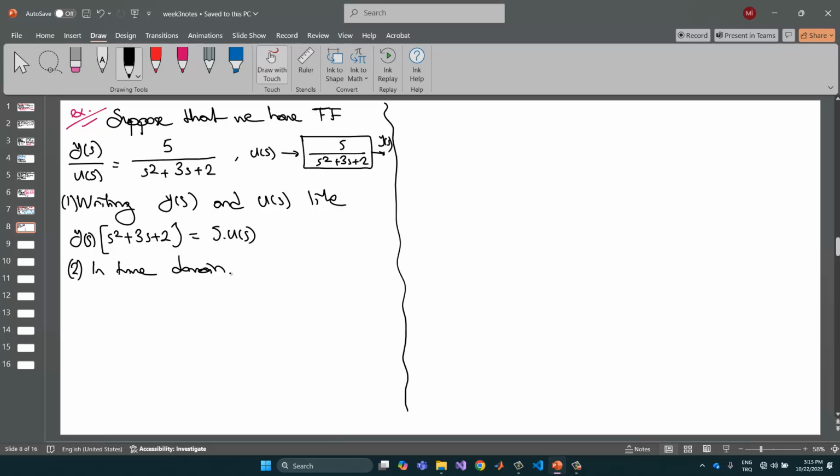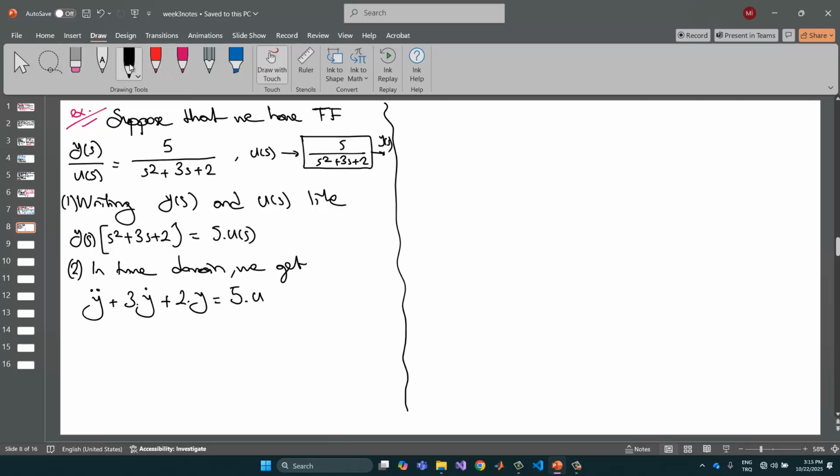Yes, but we can automatically do that. This is the second order derivative, and so this must be equal to y dot dot plus 3y dot plus 2y, which is equal to 5u, right? Or u.